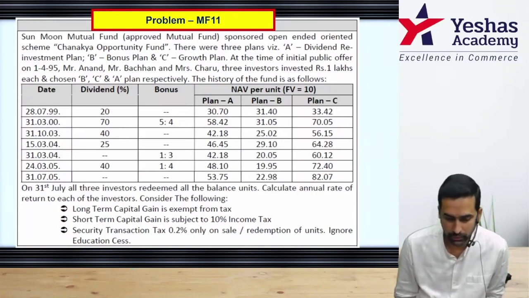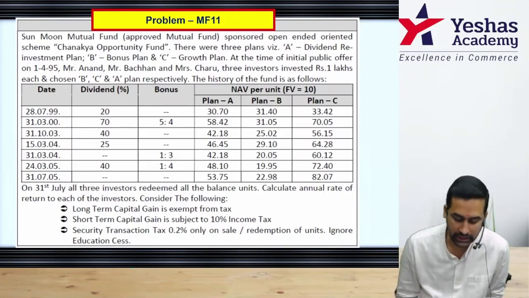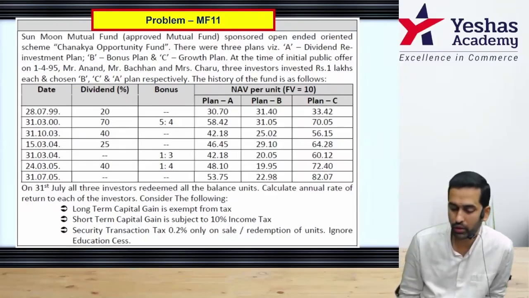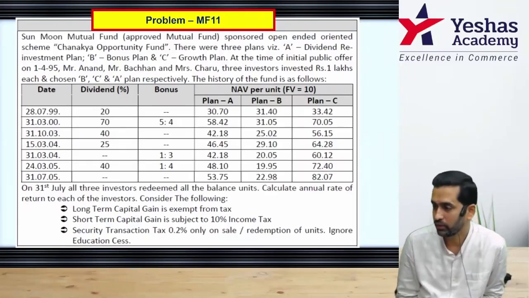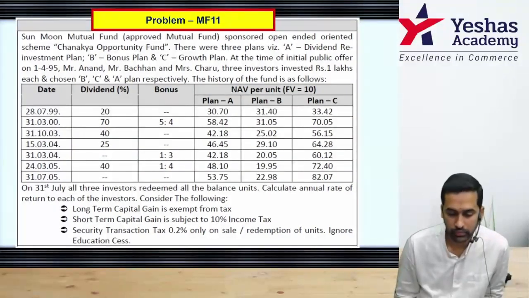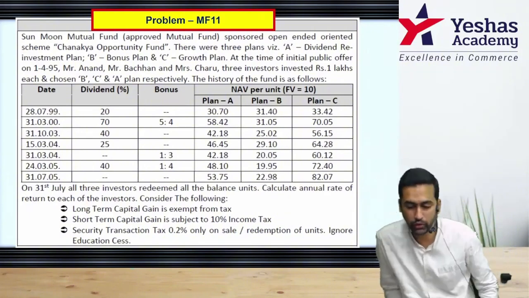Consider the below. Number 1, long-term capital gain is exempt from tax. 2, short-term capital gain is subject to 10% tax. Number 3, security transaction tax is 0.2% only on sale or redemption. You can ignore education cess. Now, one by one, who is the first investor? Mr. Anand. Start in your notebook.